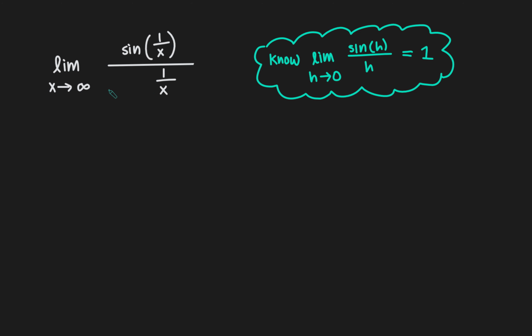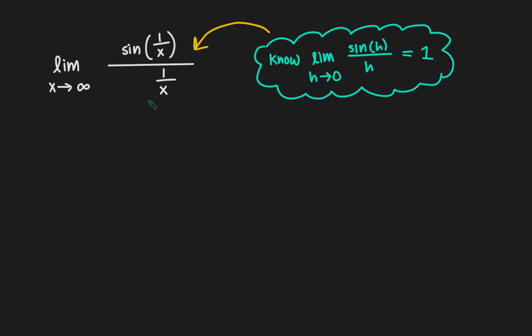All right, so we want to find this limit using this known limit. So let's first think about what's similar, and then we'll think about what's different. This already matches up with our limit because what is inside the sine function is also what it's being divided by. So in this case, it's like our h is 1 over x.